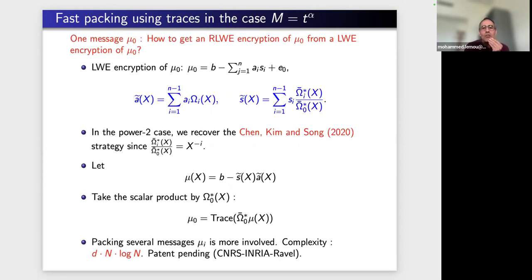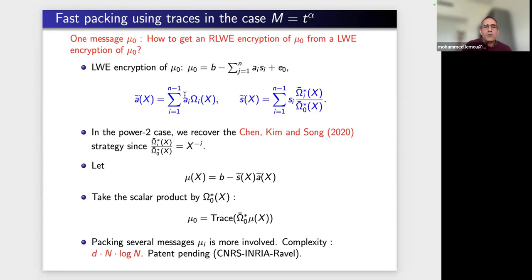Now if you want to just transform an LWE encryption to a ring LWE encryption, this has been done by Chen, Kim, and Song in the power of 2 case, and we tried to apply and extend their method to the general cyclotomic case. In fact, it works, but you have to adapt it with the dual basis. This is another interest of the dual basis. We succeeded in adapting their idea.